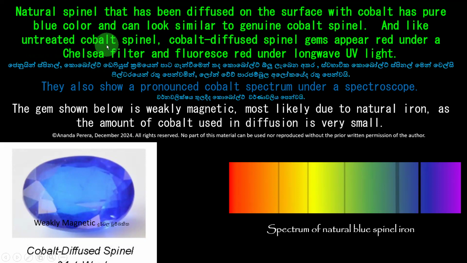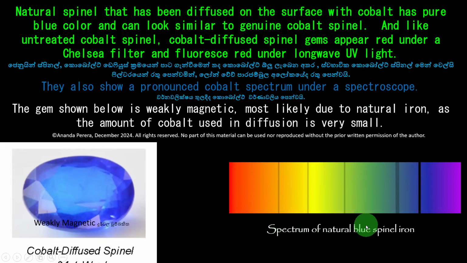Like untreated cobalt spinel, cobalt diffused spinel gems appear red under the Chelsea filter and fluoresce red under long wave UV light. Both are the same. It gives a red color under the Chelsea filter and a red color under long wave UV light. Remember that. They also show a pronounced cobalt spectrum under the spectroscope.